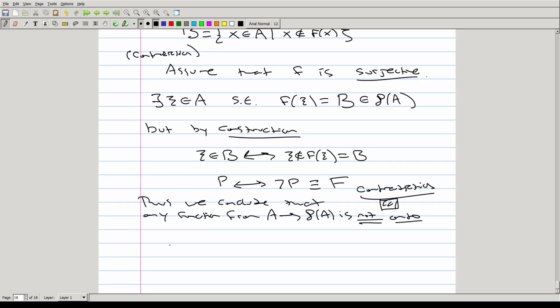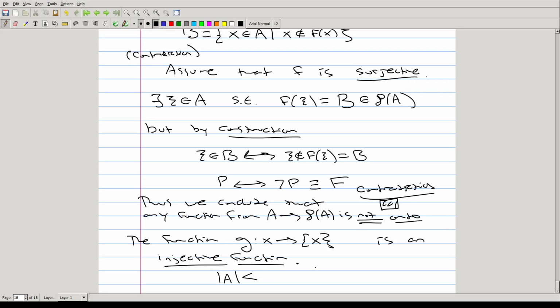However, it's very easy to show that there does exist an injective function. The simple function g mapping x into the subset containing x is an injective function. So therefore we conclude that the cardinality of A always has to be strictly less than the cardinality of the power set of A.